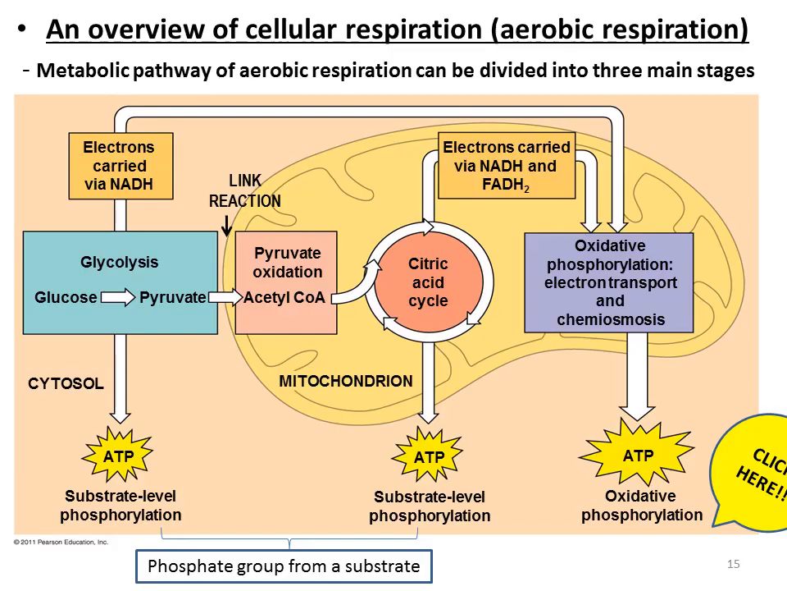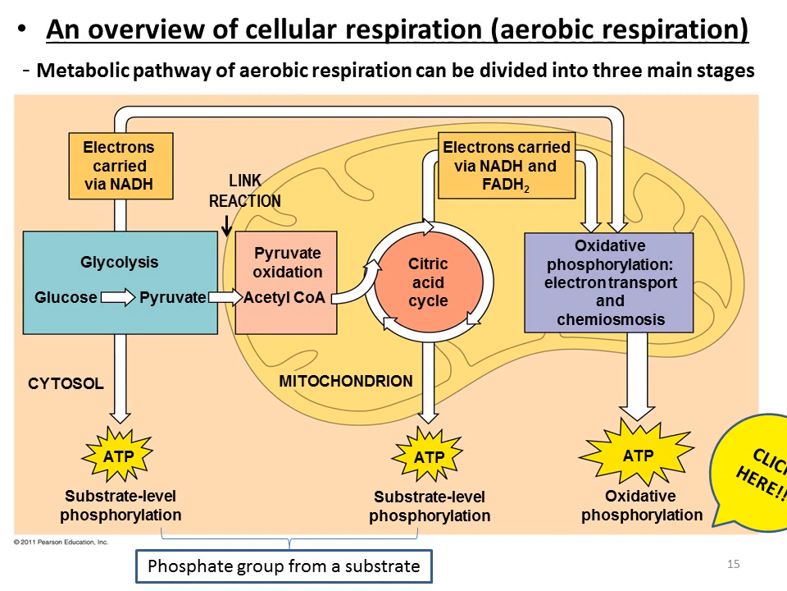Alright, this diagram shows the overview of cellular respiration. So as I said before, there are three main stages. The first one is the glycolysis, which happens inside the cytosol or cytoplasm. Okay, so what is glycolysis? It is the breakdown of glucose into pyruvate, and it must pass through the mitochondrial membrane, and to go through this membrane, it must undergo the link reaction.